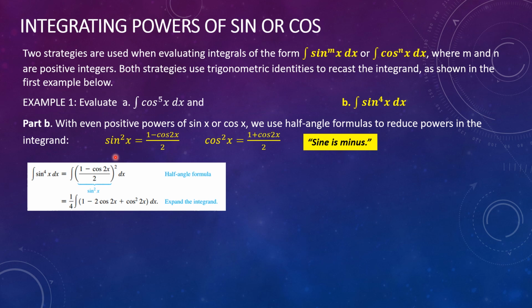So since sine squared equals 1 minus cosine of 2x over 2, and we have sine to the fourth, notice this is 1 minus cosine of 2x over 2 raised to the power of 2, because sine squared squared is sine to the fourth. Okay? If we simply square this out now, FOIL this out, we get 1/4 minus 2 cosine 2x plus cosine squared 2x. All right.